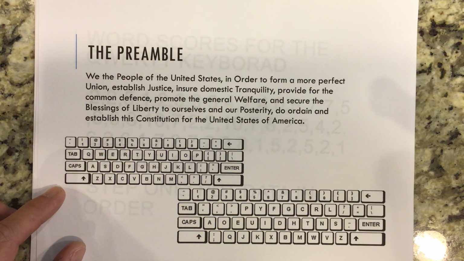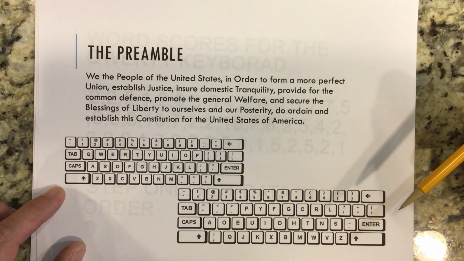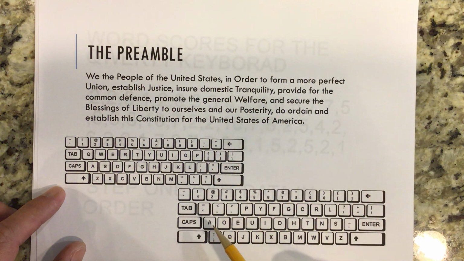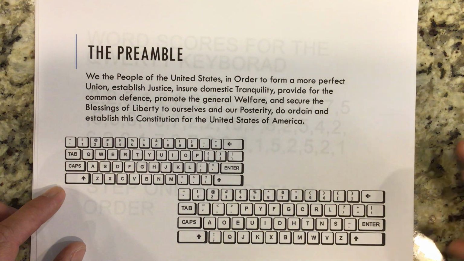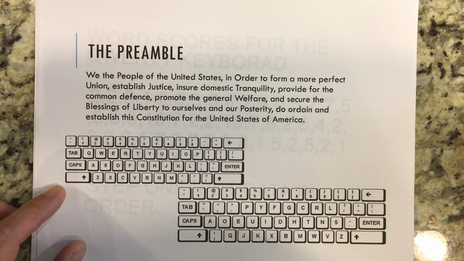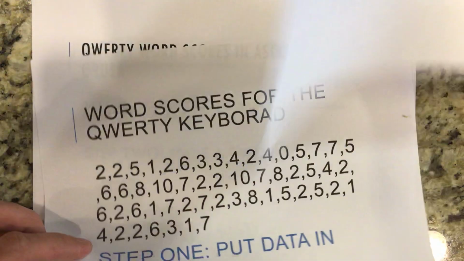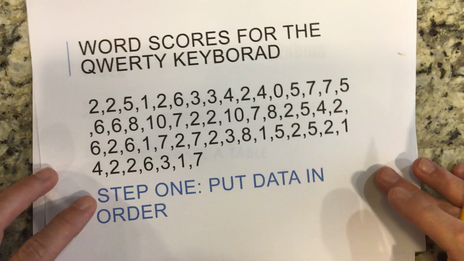And the theory is, if I have lower scores on one of these two keyboards, that I have more letters occurring on the home row and the top row and much fewer on the bottom row, and therefore I should be able to type faster on that keyboard. Now, feel free to score all these words yourself if you really want, but I've done it for you to save time, so here we go.